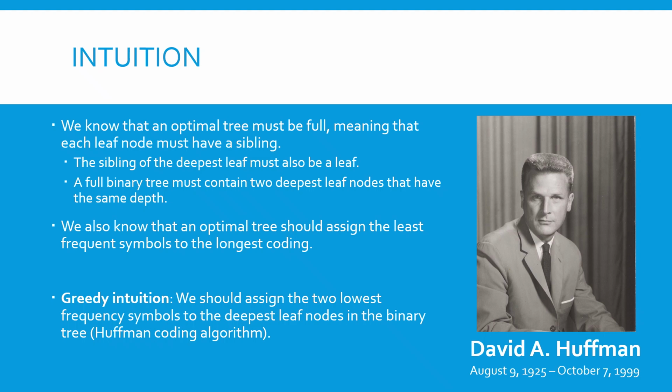Because the tree is full, every internal node has exactly two children. Therefore, when the tree contains more than one node, every leaf must have a sibling. It follows that the sibling of a deepest leaf is also a leaf. Hence, a full binary tree must contain at least two deepest leaf nodes with the same depth. By proposition 3, these two deepest leaves should be assigned to the two characters with the lowest frequencies. This greedy observation directly leads to the Huffman coding algorithm, introduced by David Huffman in 1952.